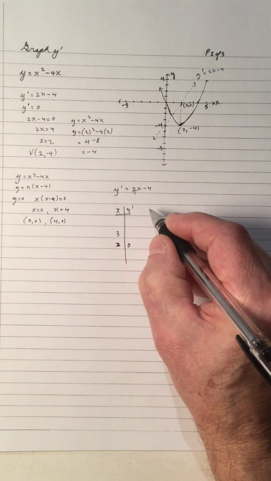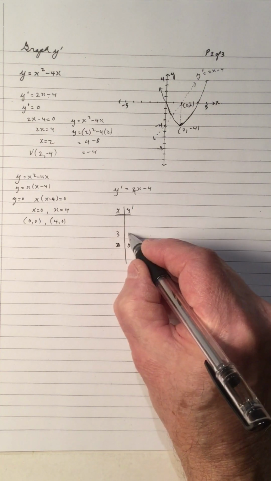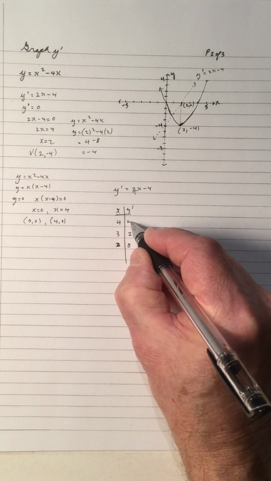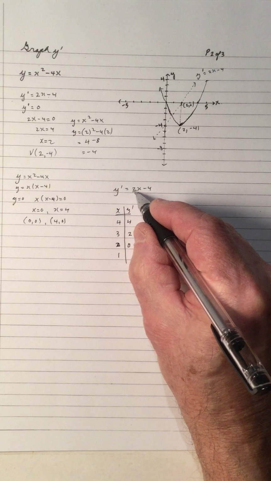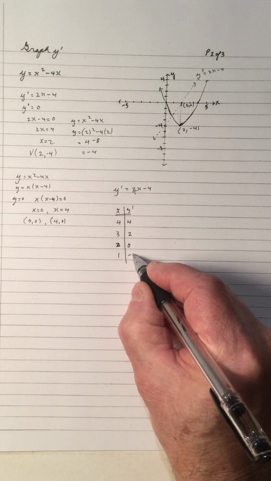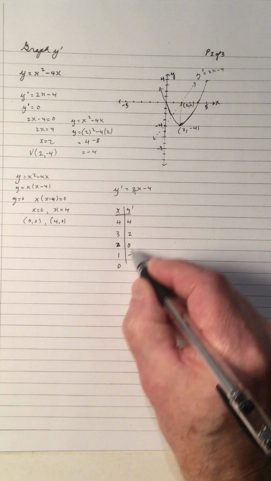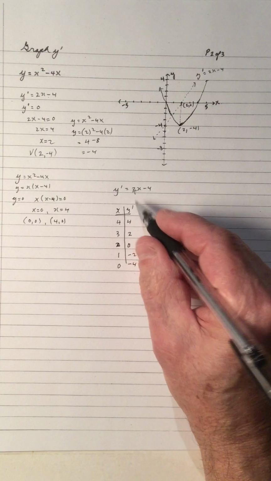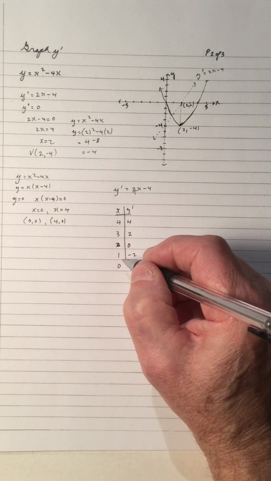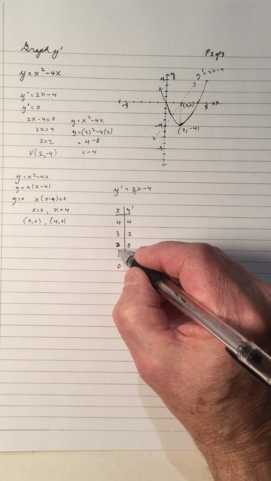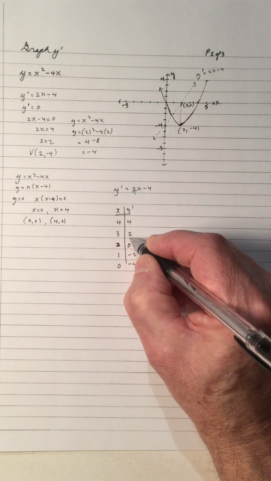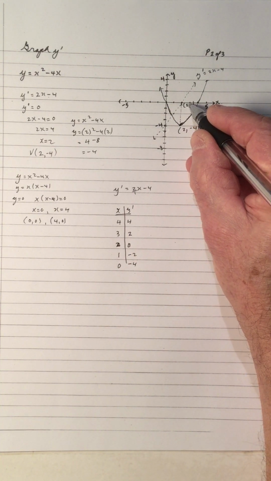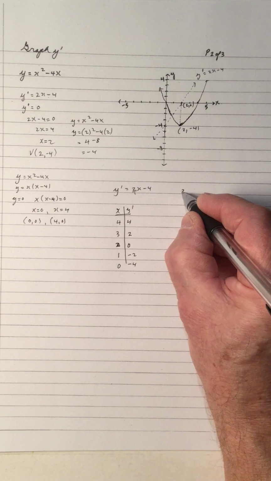If we put 3 in here, we get 6 minus 4 is 2. Put a 4 in, you get 8 minus 4 is 4. If you put 1 in, 2 minus 4 is negative 2. And if you put 0 in, you get negative 4. Notice the slope is 2. What I'm trying to get at is that all these values of x give the slope at that point. Let me illustrate.